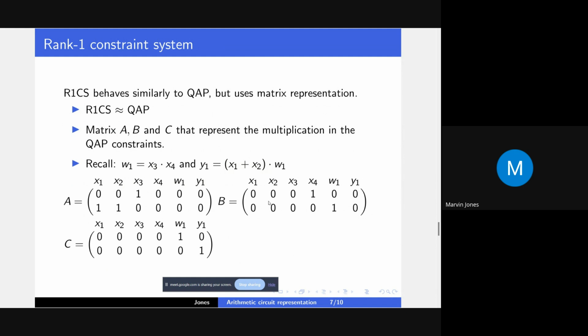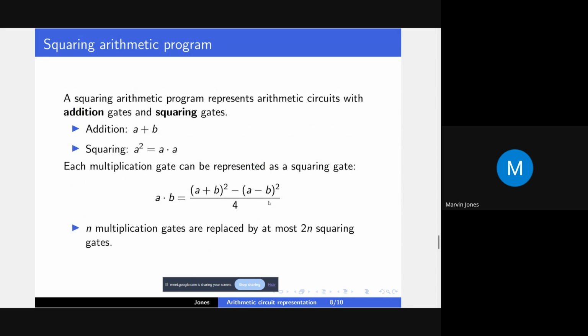I'm trying to think of ones that are explicitly R1CS in the original papers, and I am blanking because I believe Aura is R1CS. Most of them are R1CS. I'm just having a silly moment, but most of them are. Squaring arithmetic program is weird because I believe it predates R1CS. Oh, another R1CS, Bulletproofs. There you go.